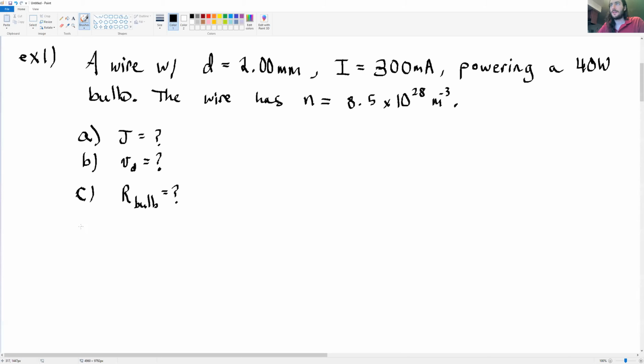We could even ask something along the lines of, if I say that the length of the wire, well, actually, let's go ahead and put this up here. Let's say length of the wire is, let's just keep it simple. It's a 1 meter long wire. Okay, then we could come over here and we could say, okay, what's the resistance of the wire? Right?